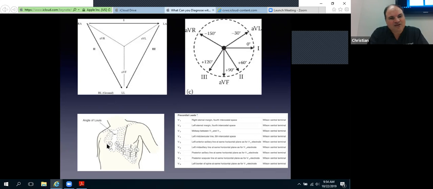So V1 and V2 are supposed to be in the fourth intercostal space. That's the intercostal space that's just above your nipples, not the intercostal space that's just below your clavicle. I'm not pointing at my nipples, just for anybody who's on the phone. But anyway, clavicle, right?